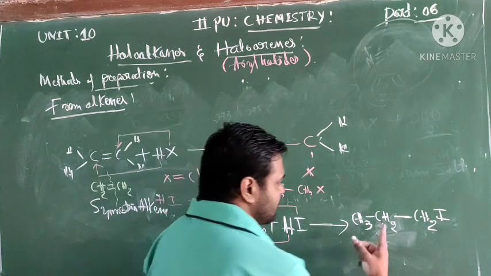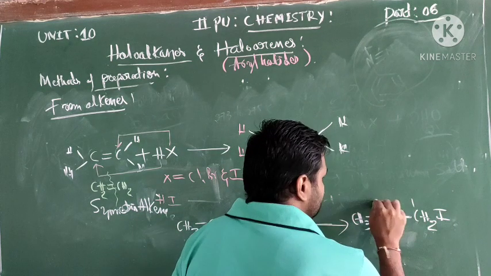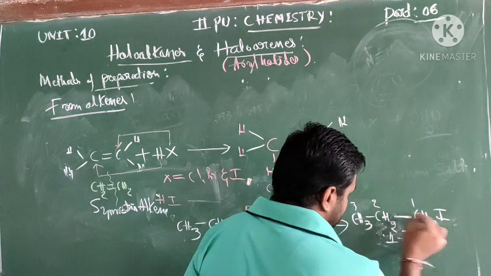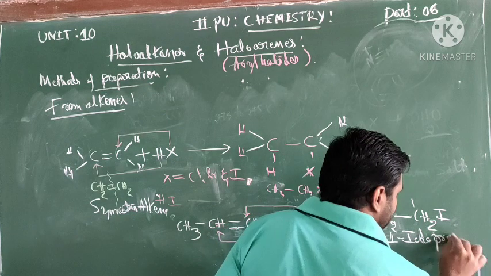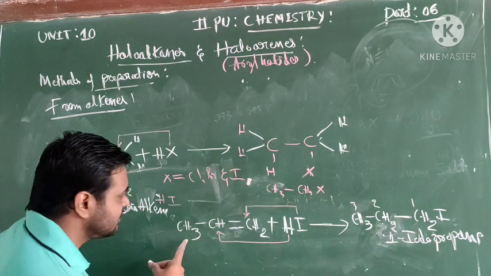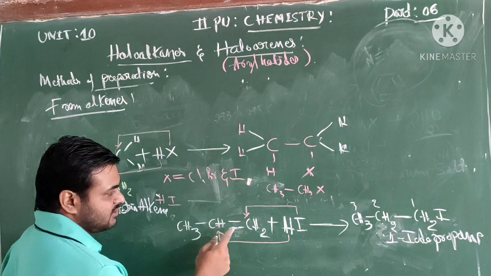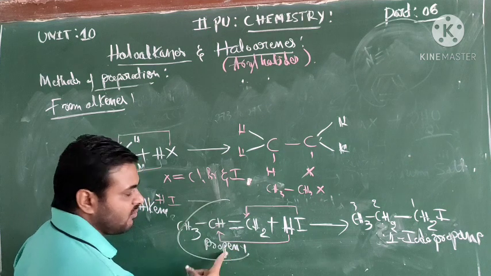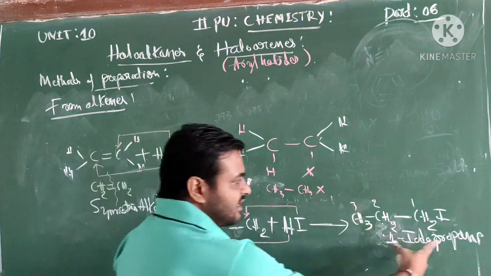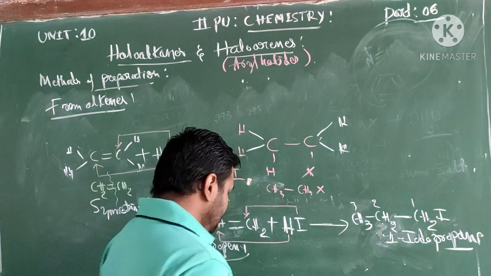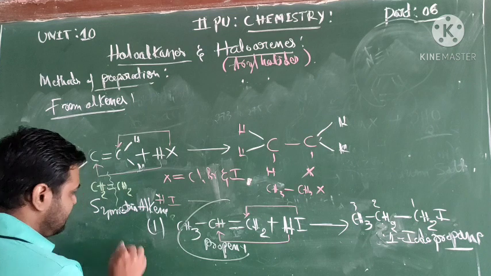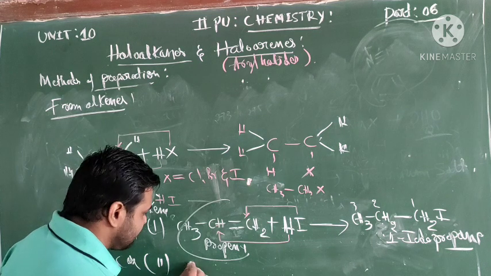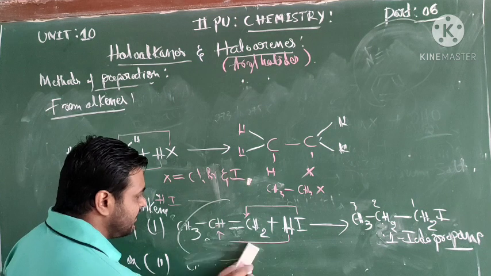This name is 1-iodopropane. Say 1, 2, 3, propane. What about this one? This is 1, 2, 3. The double bond is there. This is propene. This is one of the alkenes converted to get alkanes. Okay. So this is the first case. In the case of the second one, same molecule. Same molecule we have taken.